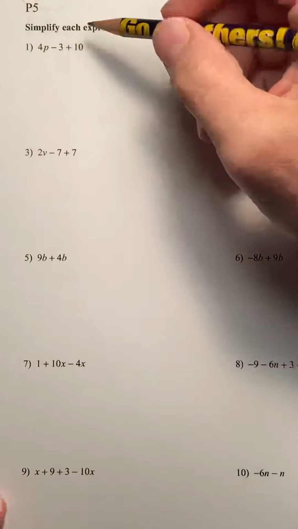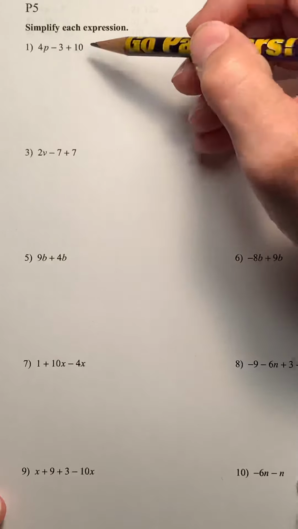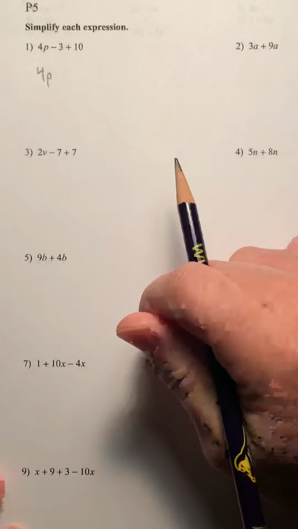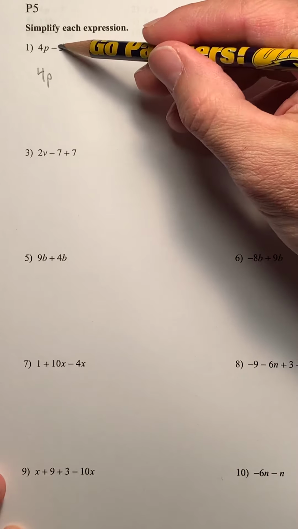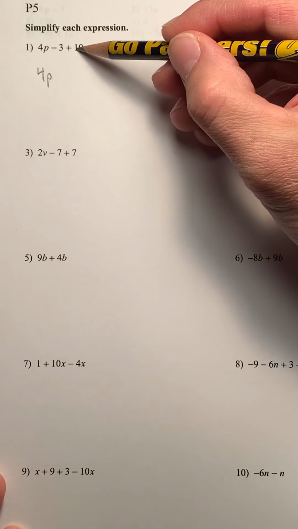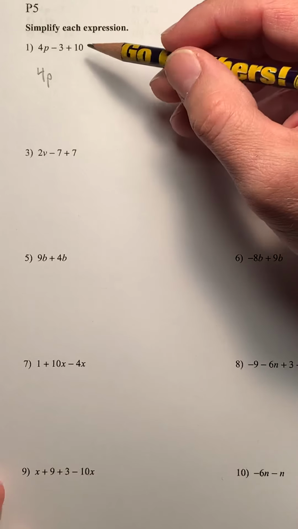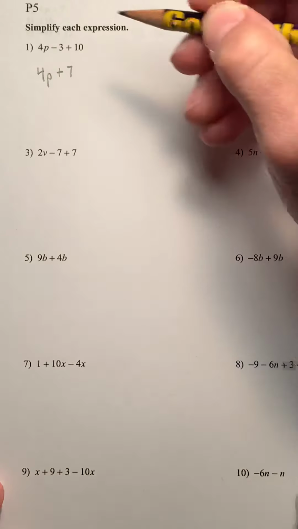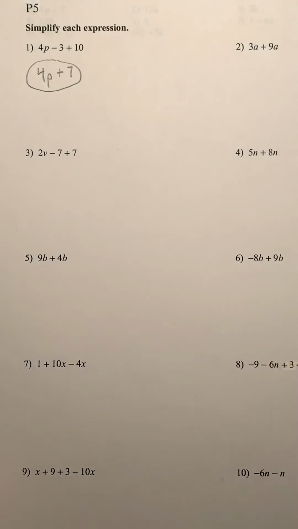So if we look at question number 1, you'll notice that I have a 4p, but I have nothing else that has a p on it. So 4p is just going to stay in its original position. In this case, we do have a -3 and a +10. I can put those guys together. Neither of them have a variable, so those are considered like terms. And -3 plus 10 is 7. That's as much as we can do. There's our answer. We're just putting things together that can go together.